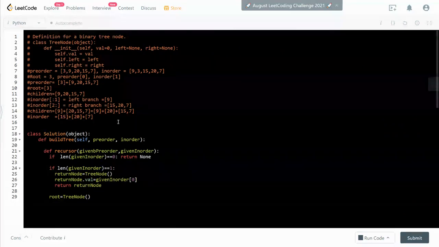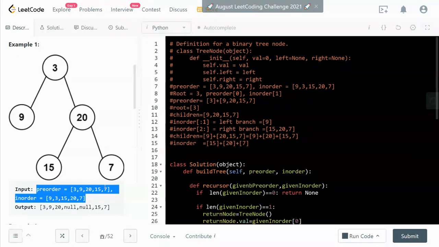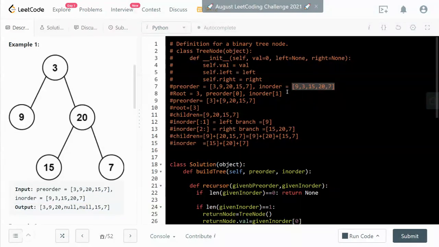I constructed another example that helps us understand and walk through the algorithm a little bit. I think it's easier to explain with an example. I think this example is exactly the same as this one. I'm going to walk through how we can solve this. So we have 3, 9, 20, 15, 7 for pre-order, and the in-order for these numbers. As you can see, because it's pre-order, the root always comes first. So we know right away that the root is going to be 3.